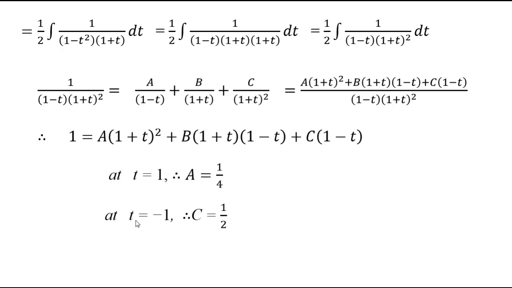If I put t equal to minus 1, b will vanish. At the same time, the coefficient of a will vanish. Putting minus 1 here, 0 and 0 will come here and here. We can get the value of c.